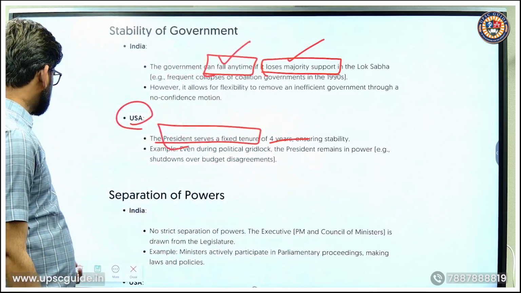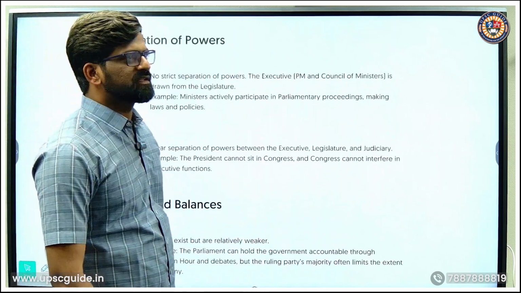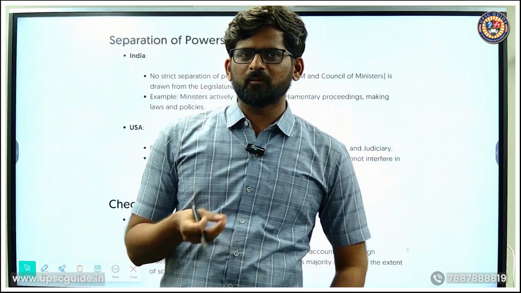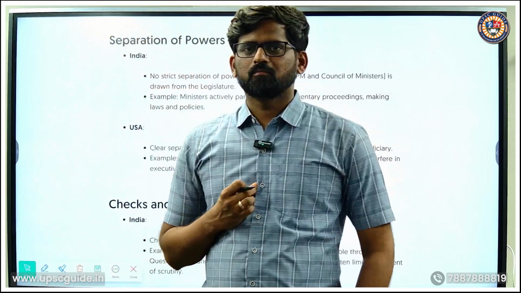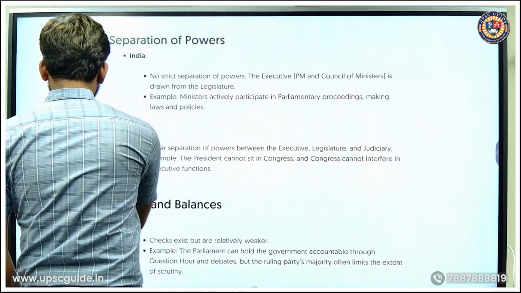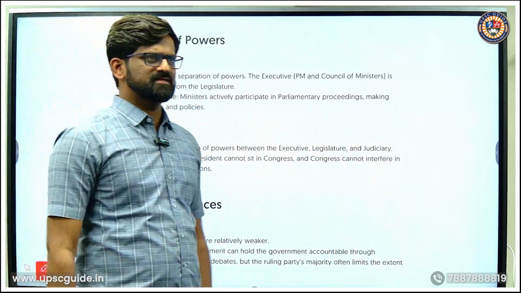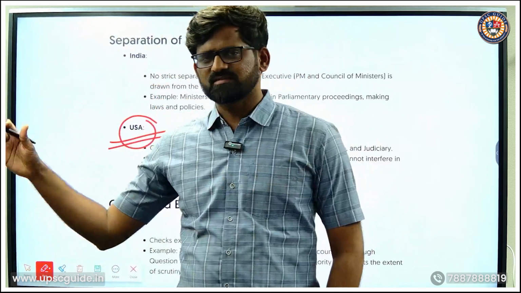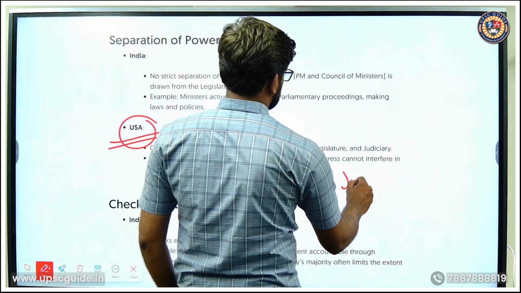Next point is separation of power. We know that separation of power is also a feature of Indian polity. However, separation of power in the Indian parliamentary system and in the US presidential system is different. In USA, there is a complete separation of power. There is a compartmentalization of power. There is the judiciary, the executive, the legislature, a total separation of power, and it leads to judicial supremacy.